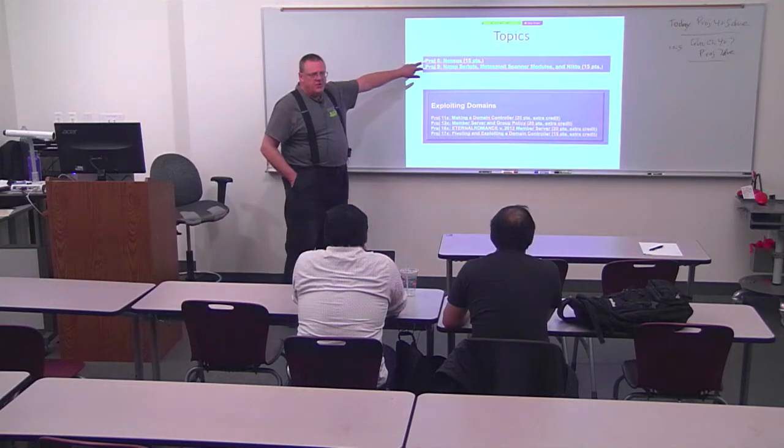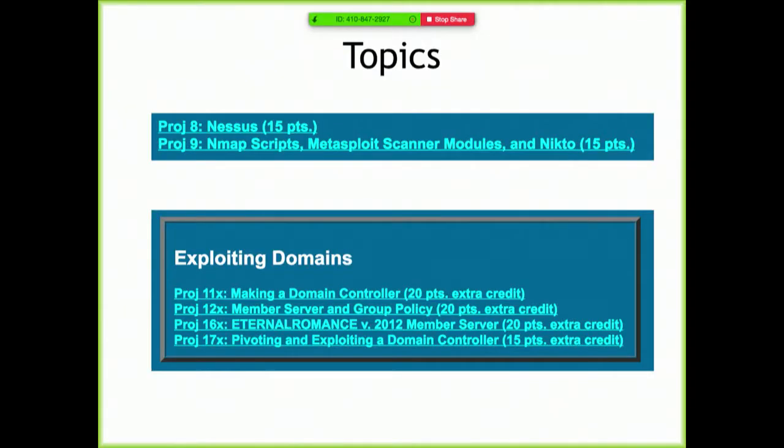This is what's in the chapter of your book: Nessus, Nmap scripts, Metasploit scanner modules, and Nikto, and those are important tools to know about. And then I wrote 4 more projects where you make a Windows domain, and then you exploit a Windows domain, and learn how to pivot through it. Those are essential techniques for pen testers, and they were not in my previous projects, so it's good to get there.